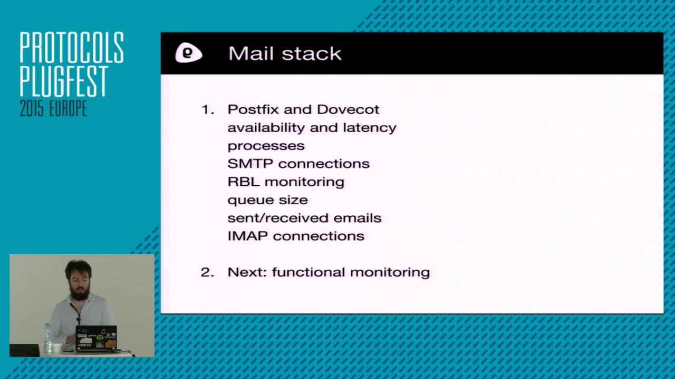We can see the number of messages in the queue for Postfix. We can monitor sent and received emails. We can monitor IMAP connections to Dovecot. This would be all the things we can monitor that I have included there. And a second iteration that would be very interesting is to do functional monitoring. So having scripts that simulate user behavior and log in to the IMAP or log in to the SMTP and make sure that an email can be sent and it's coming back.